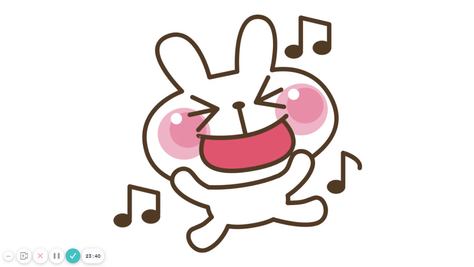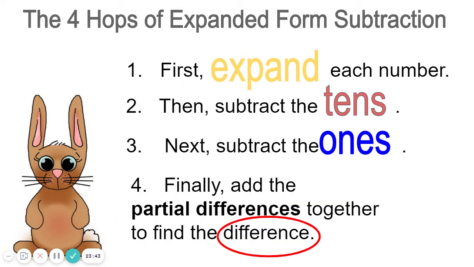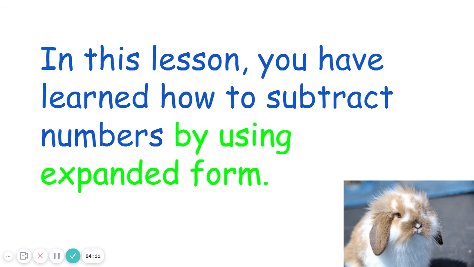Dance and sing. Woohoo! So let's review the 4 hops of expanded form subtraction. Remember, the first thing you're going to do is expand each number. Then you're going to subtract the tens, subtract the ones. And finally, you're going to add those partial differences together to find your total difference. So today in this lesson, you have learned how to subtract numbers by using expanded form.